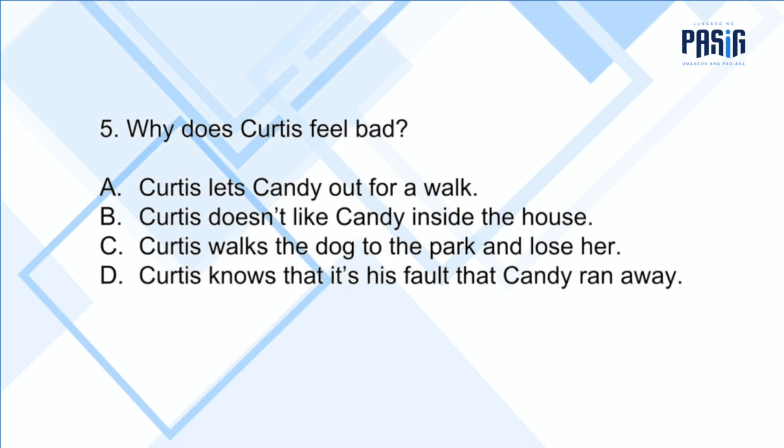Number 5. Why does Curtis feel bad? Is it letter A. Curtis lets Candy out for a walk? Letter B. Curtis doesn't like Candy inside the house. Letter C. Curtis walks the dog to the park and loses her. Or letter D. Curtis knows that it's his fault that Candy ran away.